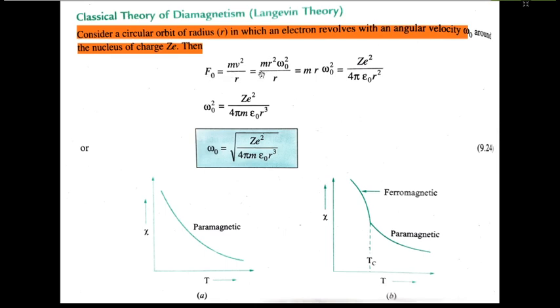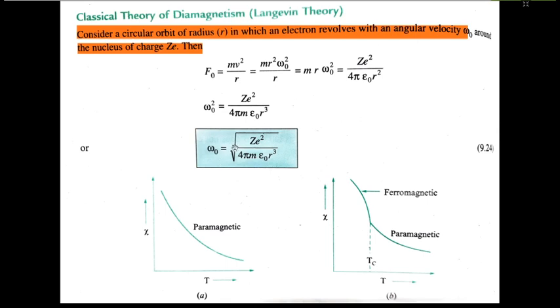And this force, the centripetal force, that is m r omega 0 square, can be counterbalanced by the Lorentz force, or you can say the Coulombian force, and that would be z square upon 4 pi epsilon 0 r square. This is a Coulombian force and this is a centripetal force. So if I equate them, because they are both in the same direction, from that equation I am able to find omega 0, and omega 0 is called the Larmor frequency.